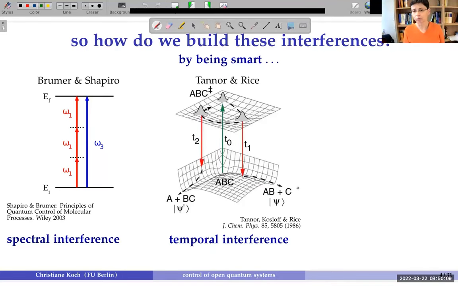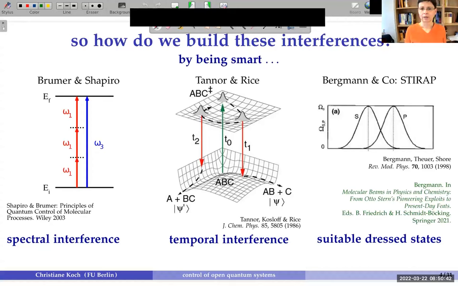A complementary perspective was developed at about the same time back in the 1980s by Tannor and Rice. And in their case, they built the interference in a temporal way by sending a first pulse and then sending a second pulse at the later time, which is either T1 or T2. And depending on the delay between the two pulses, you modify the dynamics. And again, we'll work this out for a super simple example explicitly in the lecture.